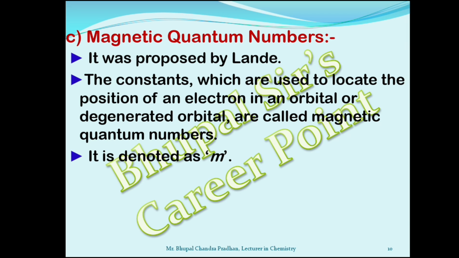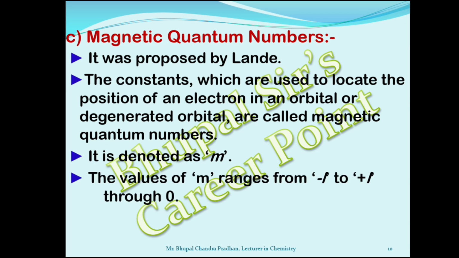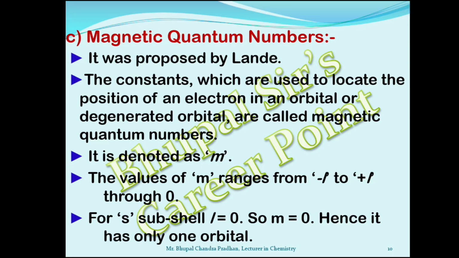The values of m range from minus l to plus l through 0. For s subcell, l is equal to 0. So values of m, minus 0 to plus 0 through 0, means m is only equal to 0. So it is only one orbital.